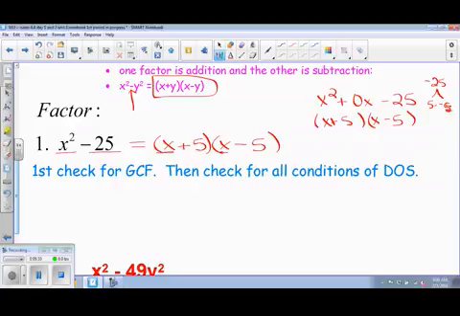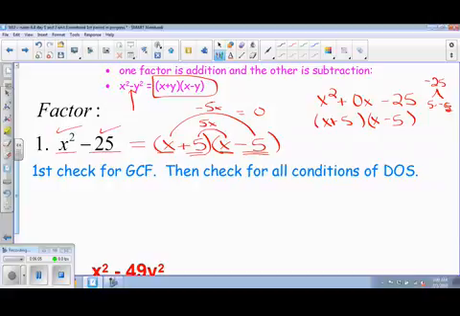Let's check. X times x equals x squared. That's our first term, right? Positive 5 times negative 5 is negative 25. That works, right? What if it was the positive? Then you can't do it. It won't work. It has to be negative because look at what happens. When I go to check my middle term, I'll do it this way. We have positive 5x and negative 5x. When I combine those, that equals 0, right? That means I don't have a middle term.